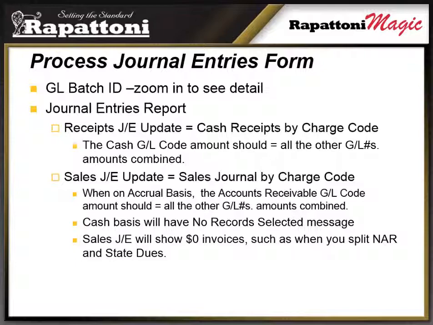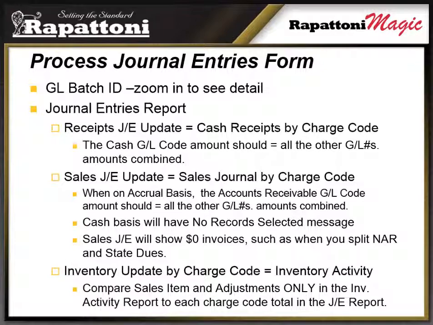Now, if you run on a cash basis in Magic, when you run the sales journal entry update, you will get a message, no record selected for your batch, and that is completely normal. The sales journal entry will show your $0 invoices, such as when you split NAR and the state dues. And again, that's because there's no monies or cash being applied to a receipt, so it will not show in the receipt report. We put it in the sales journal report.